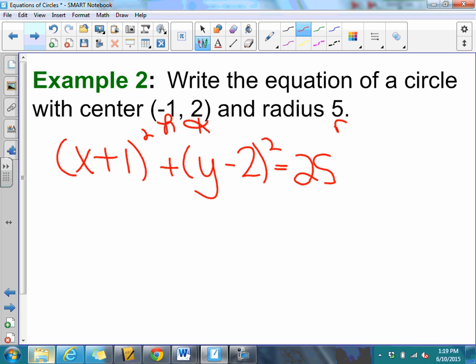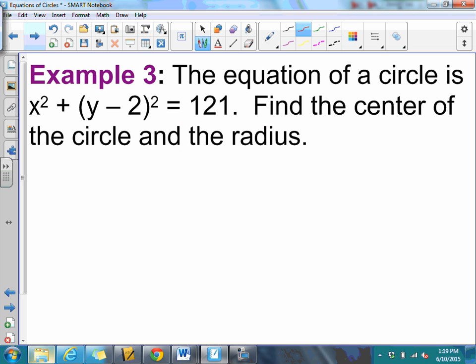Now I'm giving you the equation. I want you to go the other direction. Look at the equation. Tell me what h, k, and r are. So it says find the center, which is h and k, and the radius. So what would my center be here? 0, right? Because there's nothing else with the x, so 0, comma 2. Very good.